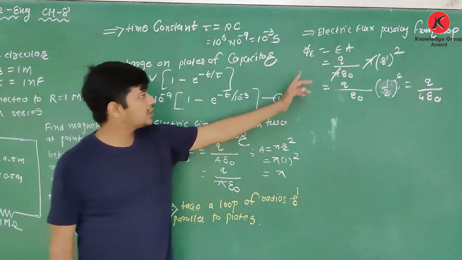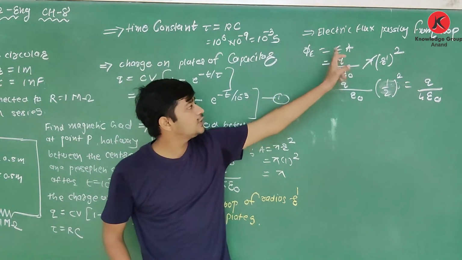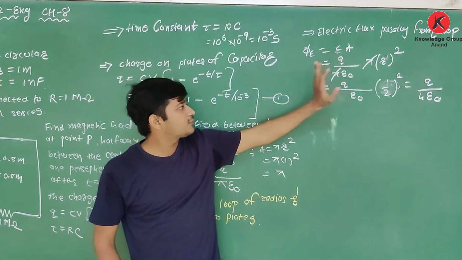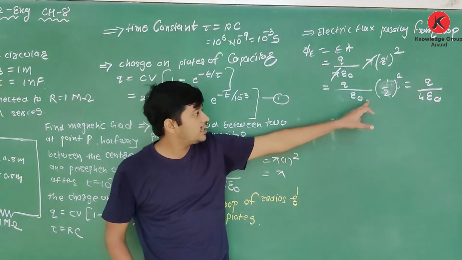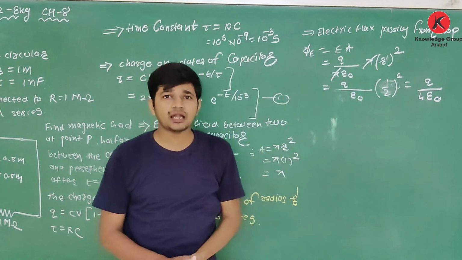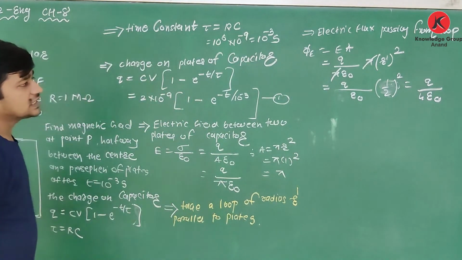So yes, it is a simple one. How to find phi E? Phi E is equal to EA. E means Q upon pi epsilon 0, A means pi r dash square. You have to put in the values. It is Q upon 4 epsilon 0. So yes, that is phi E.